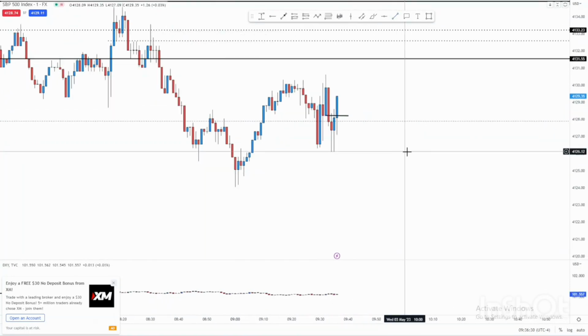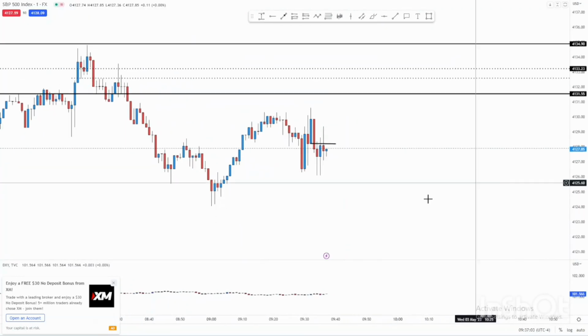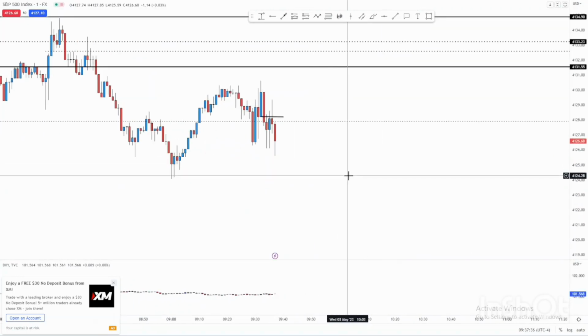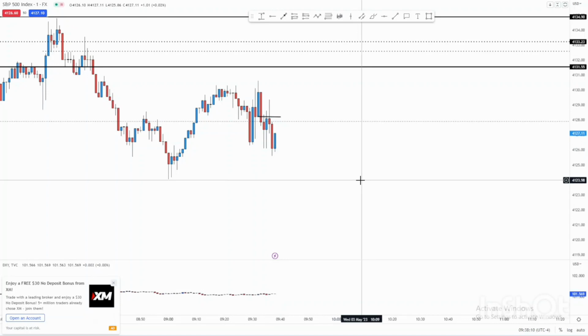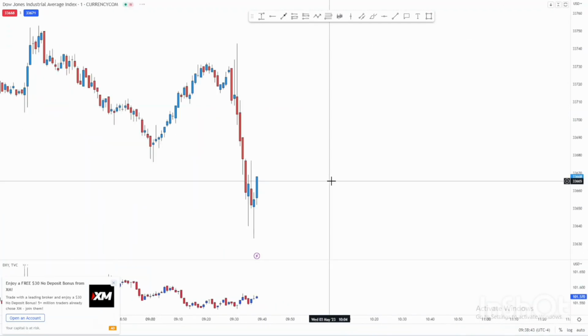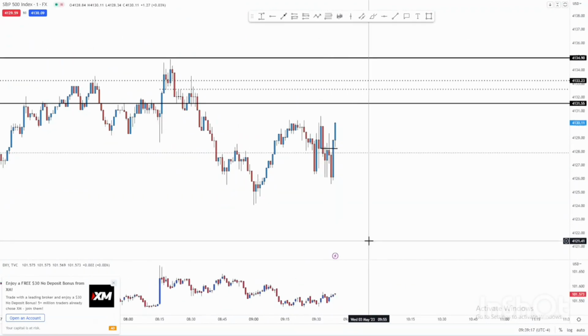FOMC, this being on a Wednesday. So this trade will be before the FOMC announcement. I don't want to be in a long trade or a big movement. I just want to be nimble, just taking a short scalp.